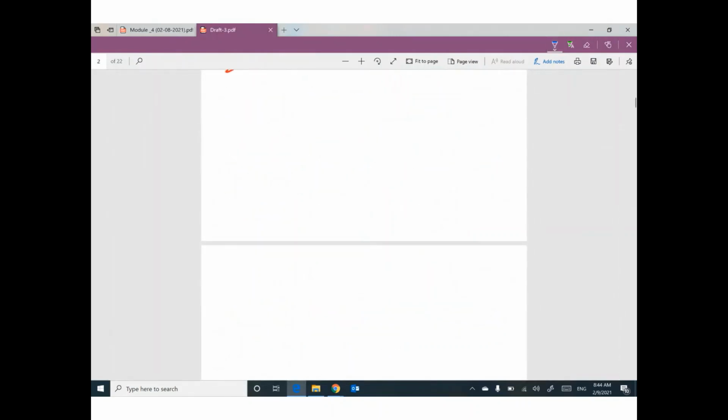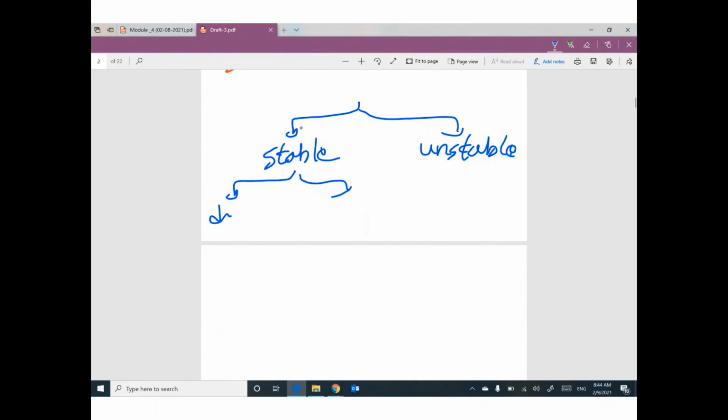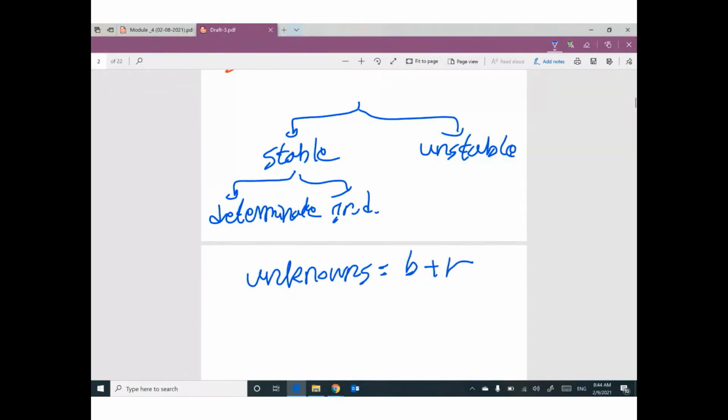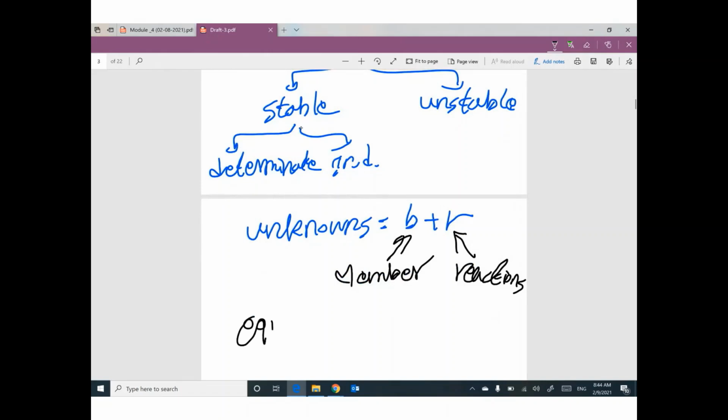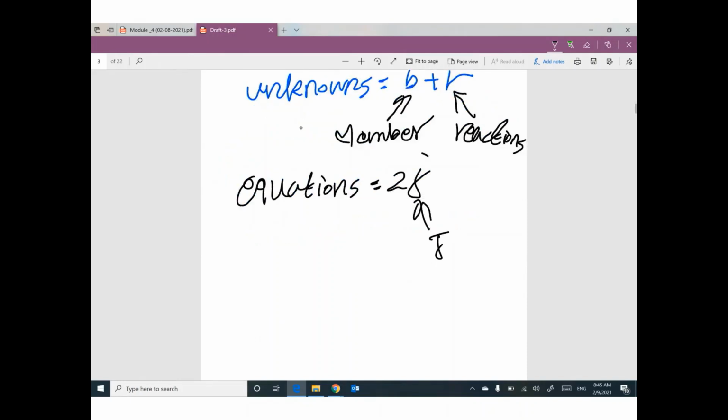For stability, keep in your mind, your structure can be stable or unstable. If your structure is stable, can be determinate or indeterminate. Number of unknowns for trusses is very simple, just B plus R. B, number of members. R, number of reactions. Number of equations equal to J. J is the number of joints.